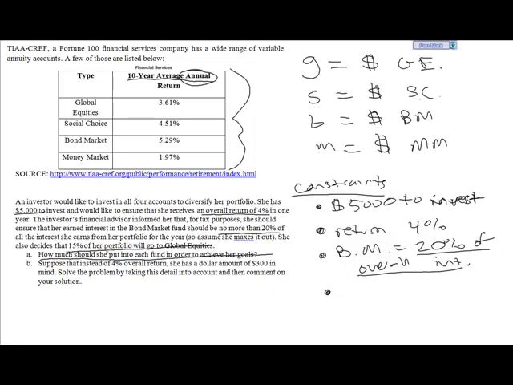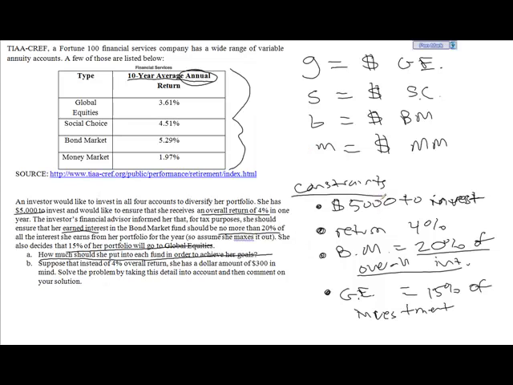Similarly, 15% of her portfolio will go to global equities. So global equities equals 15% of investment. Now these are 2 different statements. Here we're saying that her earned interest in the bond market should be 20%, versus 15% of her portfolio will go to global equities. So this is what she's investing, and this is the amount that she's earning from bond market.